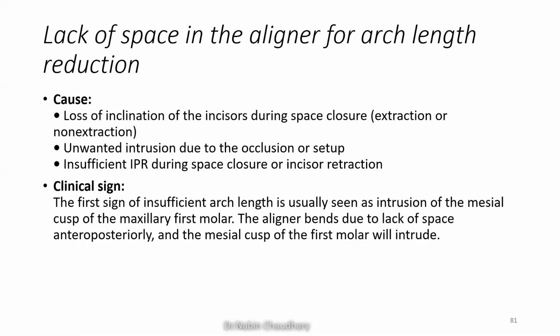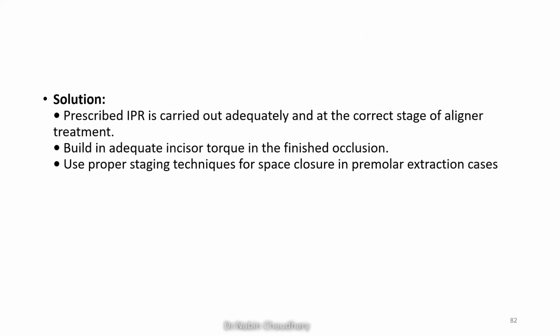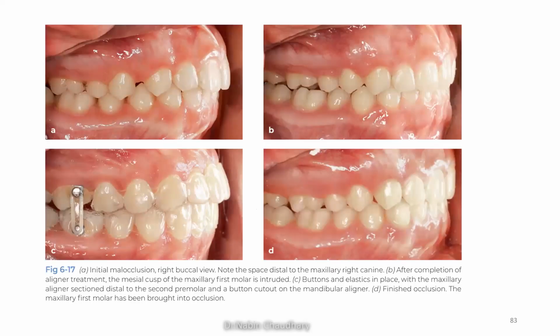The clinical sign used when there is insufficient space in the aligner for arch length is that there will be intrusion of the mesial cusp of the maxillary first molar, and often the aligner will bend due to the lack of space anteroposteriorly. In such cases, proper interproximal reduction should be carried out adequately and at the correct stage of the aligner treatment, and we should have adequate torque control in the finish occlusion, and the proper staging for the space closure should be done.